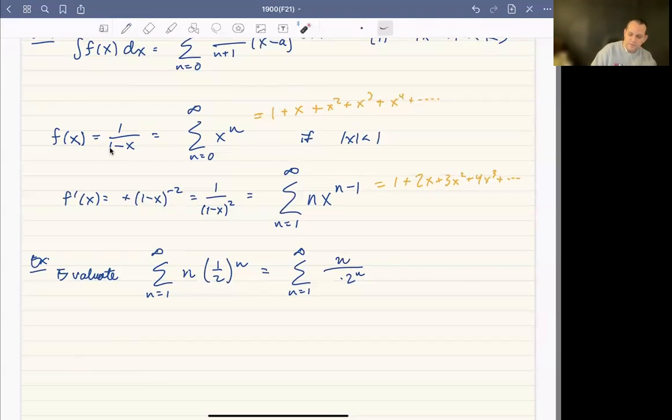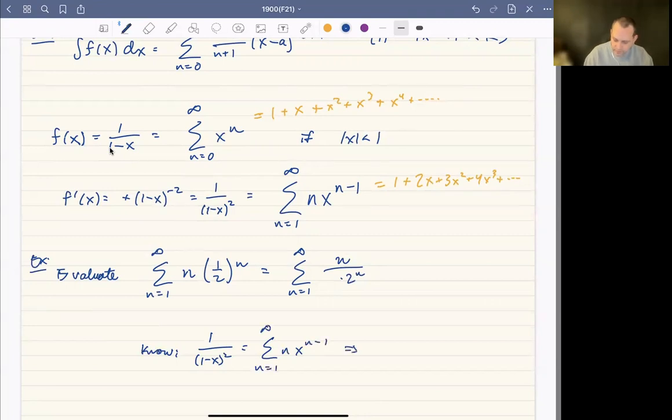And so we know that if we have n times x to the n minus 1, if that's our series, then that's going to evaluate to 1 over 1 minus x squared. And so what we can do is we can use this, and here I really want to deal with n times x to the n. And the way that we can do that is just multiply both sides by x. So we know that 1 over the quantity 1 minus x squared is equal to the sum n x to the n minus 1, starting at 1.